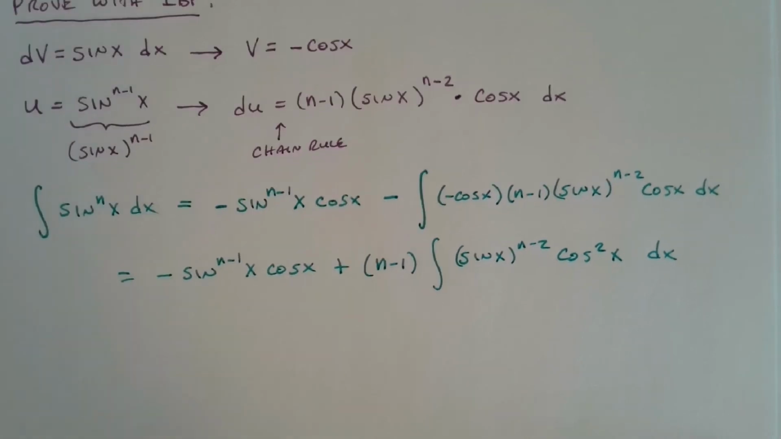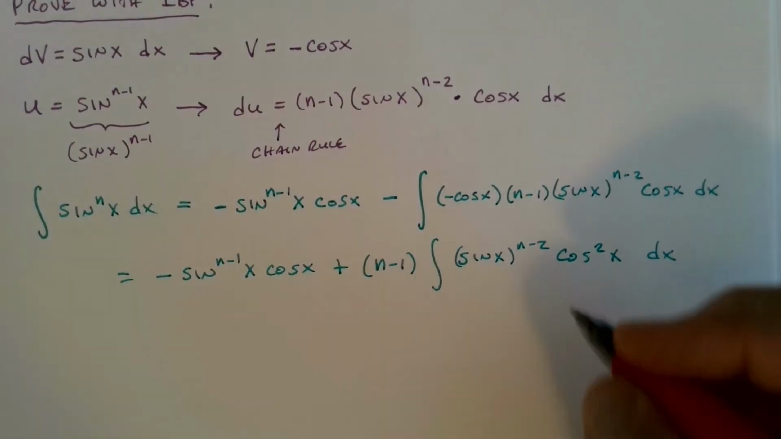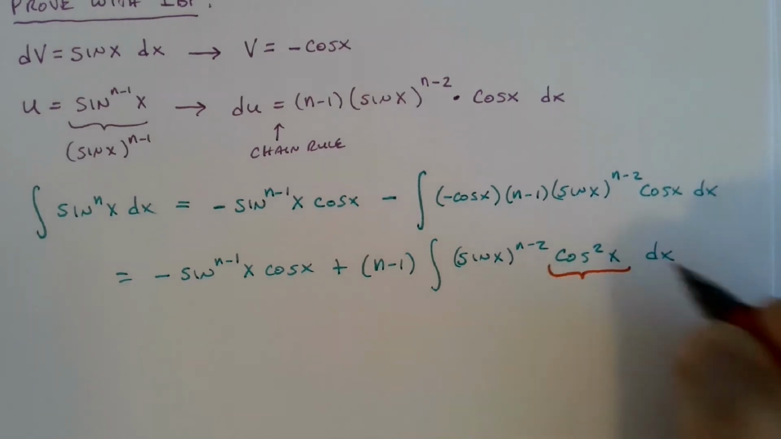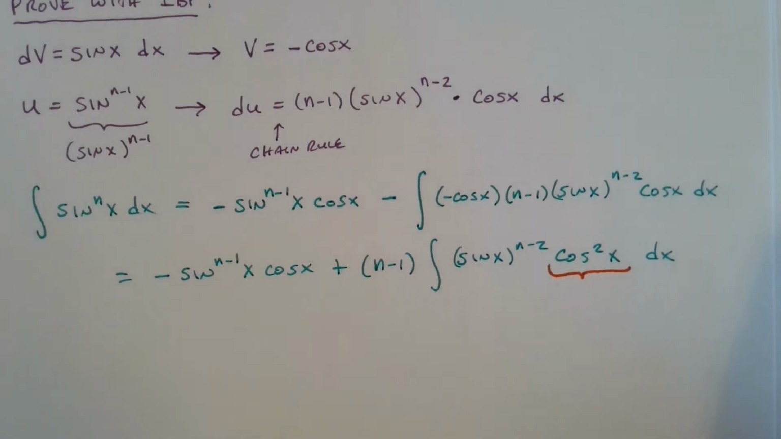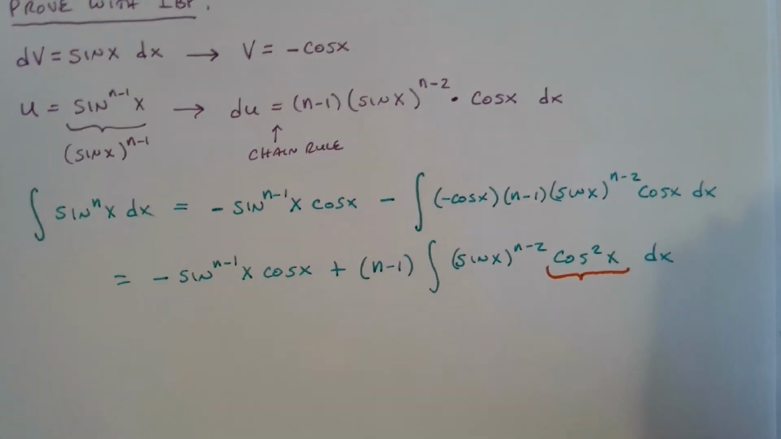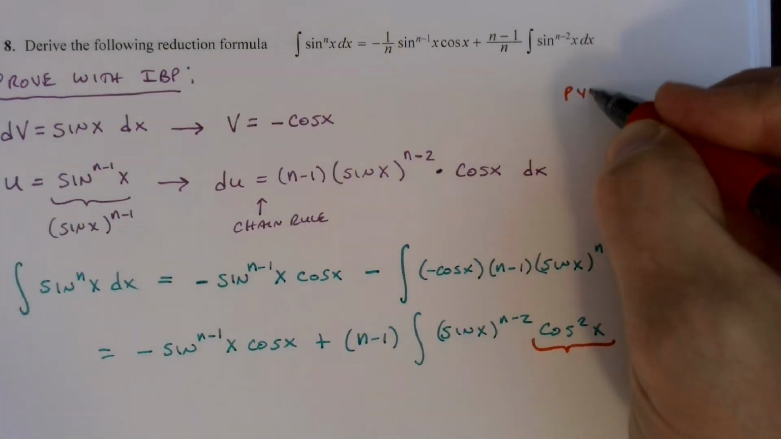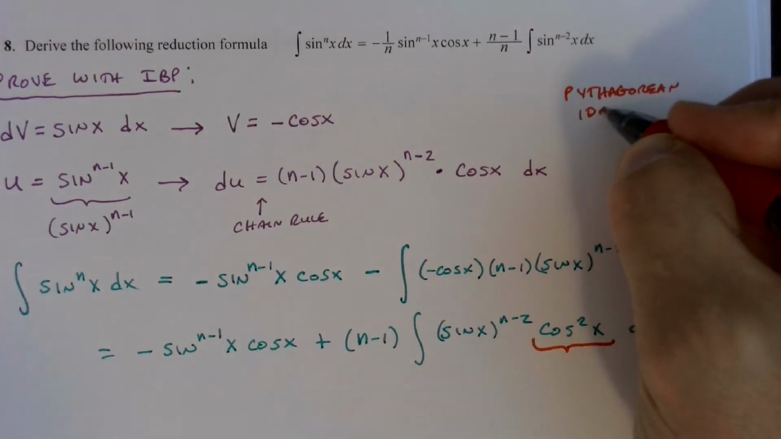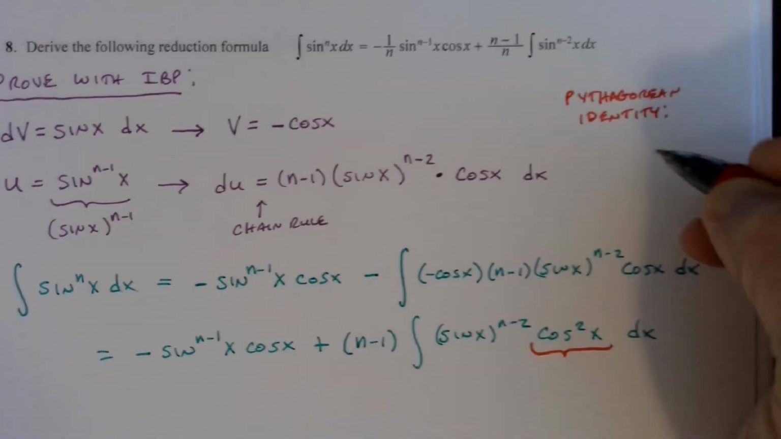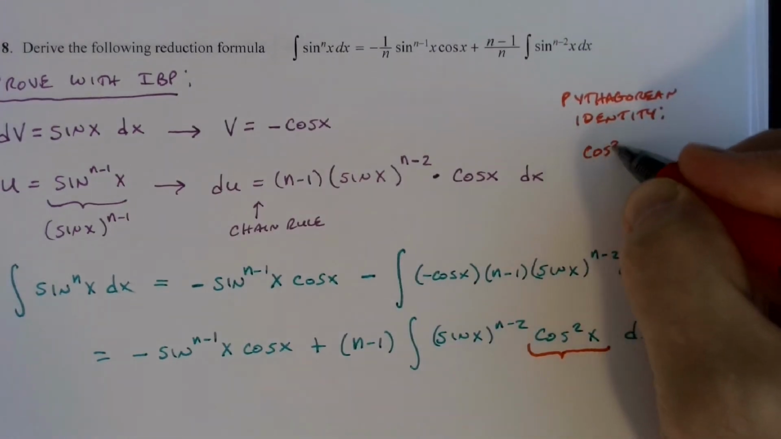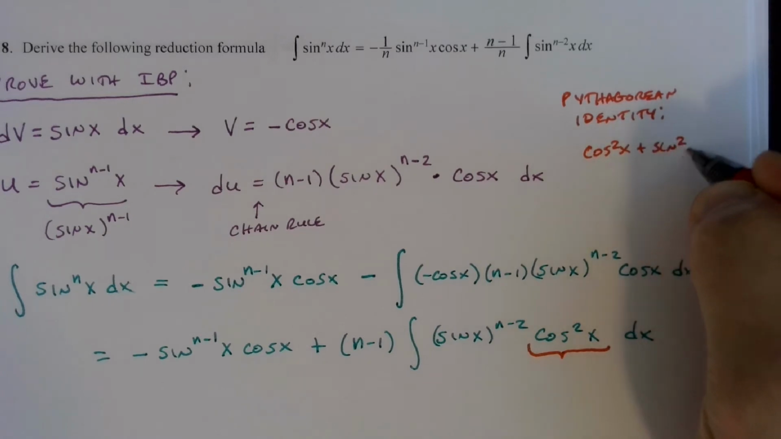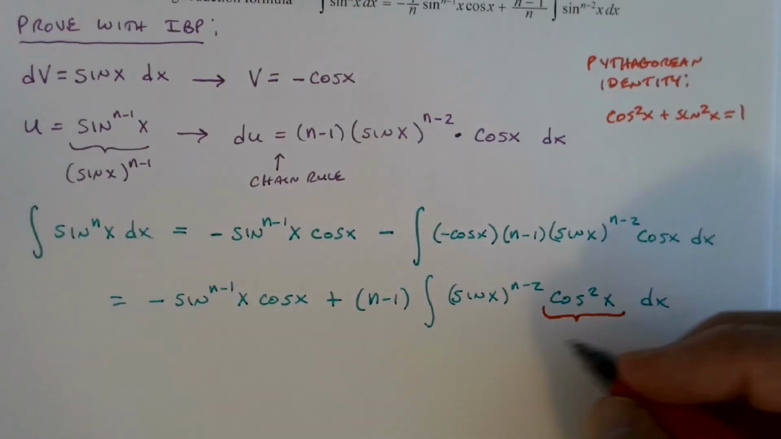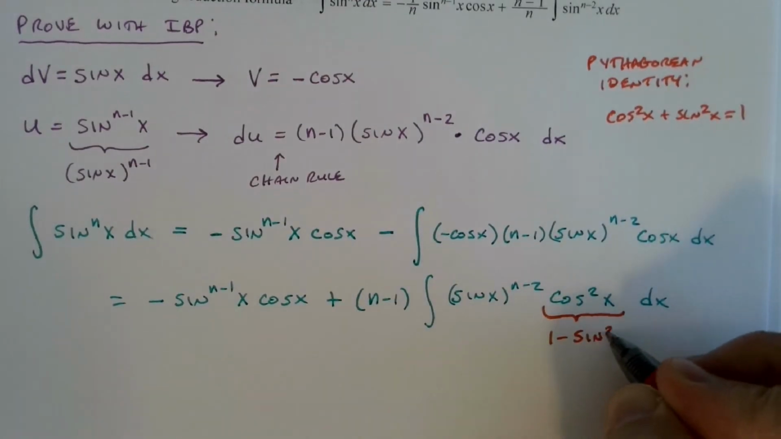All right, so bear with me now. What I'm going to do now might not seem quite right, but maybe after I'm done it will make sense. Do you know the Pythagorean identity? I hope so. I'm going to make use of it here. The Pythagorean identity says what? Cosine squared x plus sine squared x equals 1. If I solve this for cosine squared x, it's what? 1 minus sine squared x.